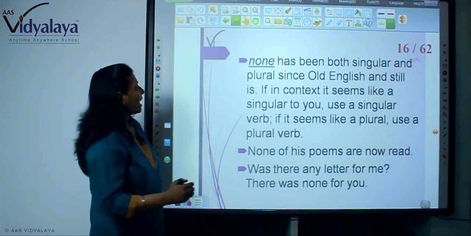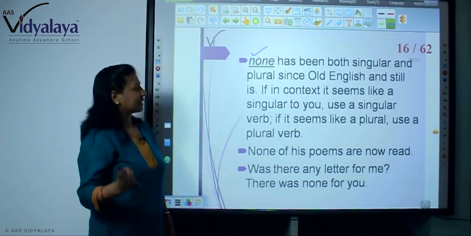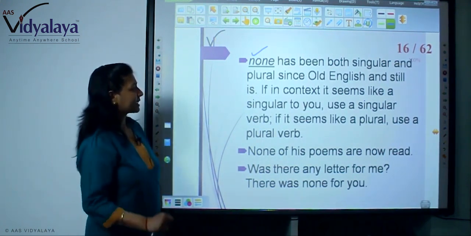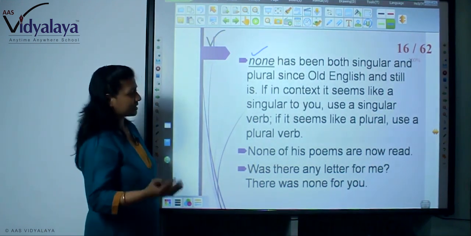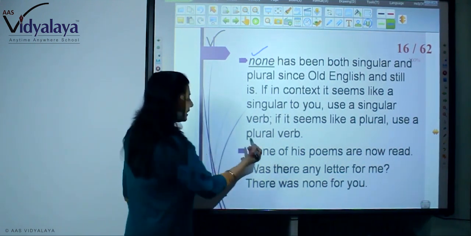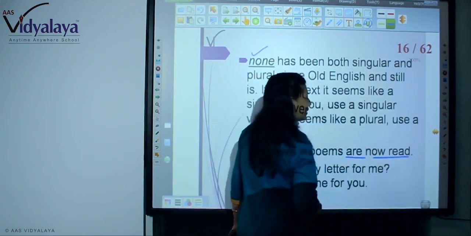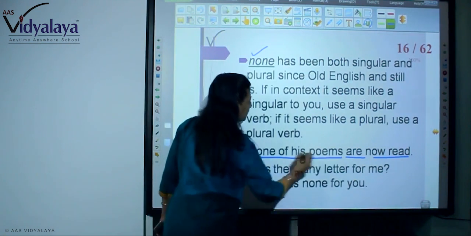Now, "none". It's very confusing, "none". None has been both singular and plural since Old English. If in context it seems singular to you, use a singular verb. And if it seems plural, then you will use plural. For example, "None of his poems are now read." We are not getting any of his poems. So, none of his poems.